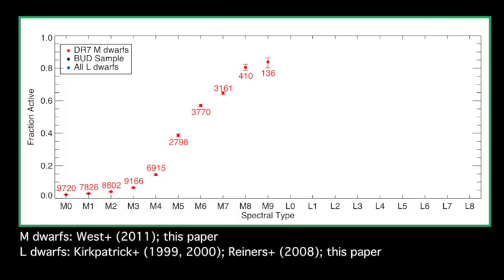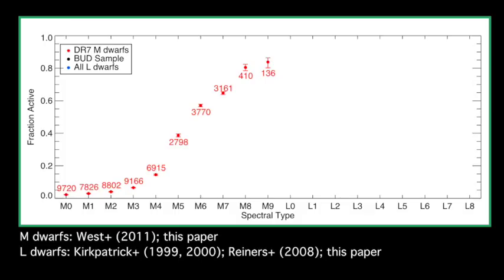In addition to looking at colors, we also examined magnetic activity characterized by the presence and strength of H-alpha emission. Here, we examined the fraction of dwarfs with H-alpha emission as a function of spectral type. The Data Release 7 M dwarf sample is shown here in red, with the number of objects used to calculate the fraction shown above or below each point. We can see the increase in active fraction from M0 to M9.